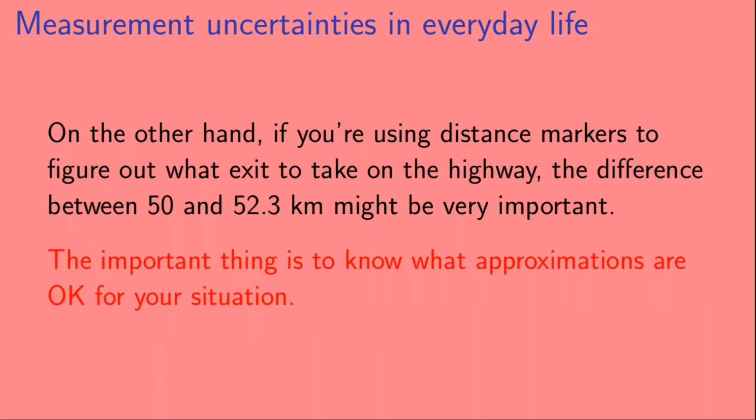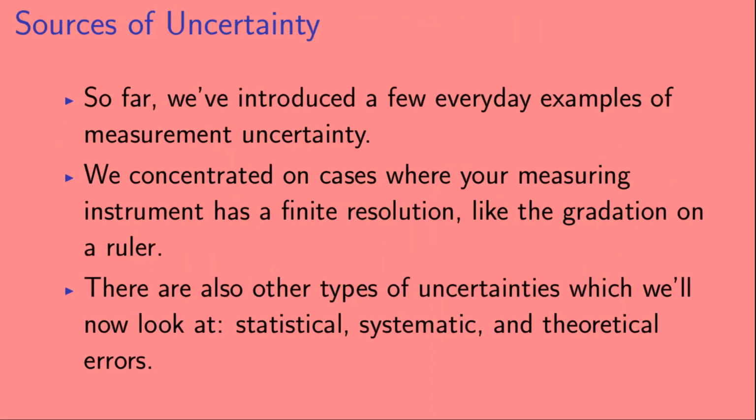On the other hand, if you're using distance markers to figure out what exit to take on the highway, the difference between 50 and 52.3 kilometers might be very important. The important thing is to know what approximations are okay for your situation. Okay, so far we've introduced a few everyday examples of measurement uncertainty. We concentrated on cases where your measuring instrument has a finite resolution, like the gradation on a ruler. There are also other types of uncertainties which we'll now look at: statistical, systematic, and theoretical errors.